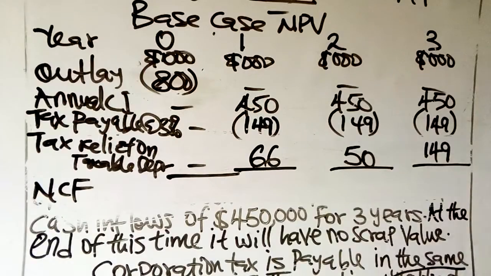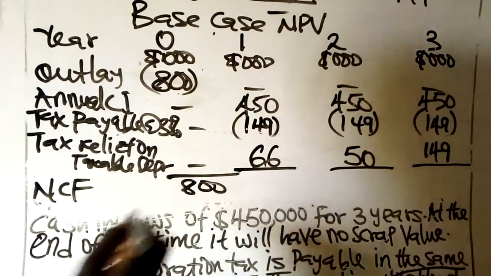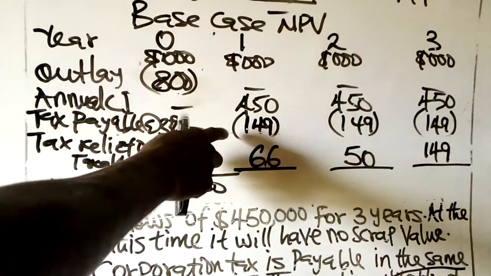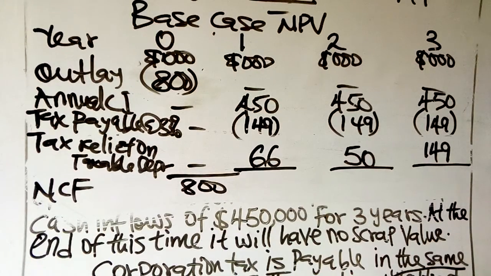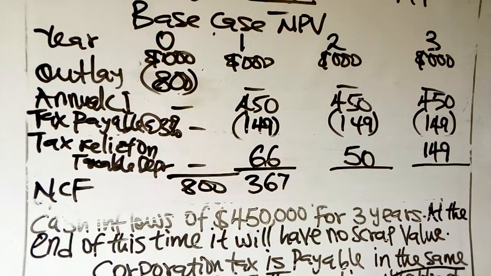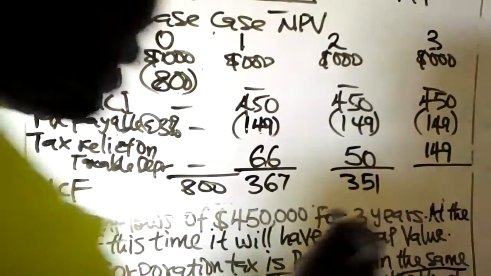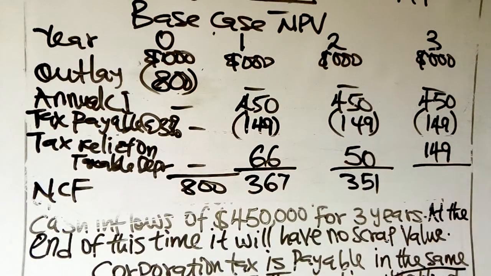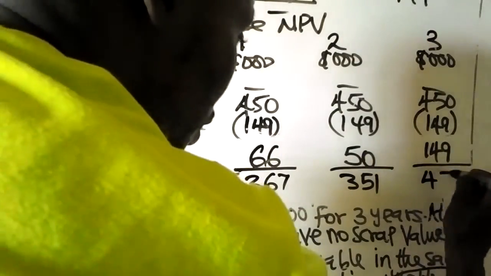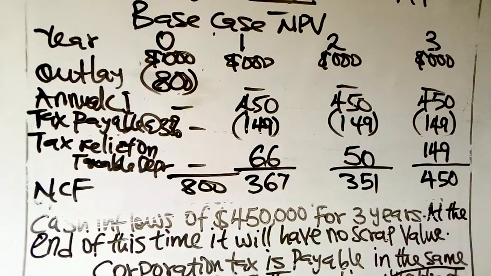Then the net cash flows. Here you have minus 800. In year one, 450 minus 149 plus 66, then you have 367. In year two, 450 minus 149 plus 50, then you have 351. In year three, you have 450 minus 149 plus 149, then you have 450. That is the net cash flows.